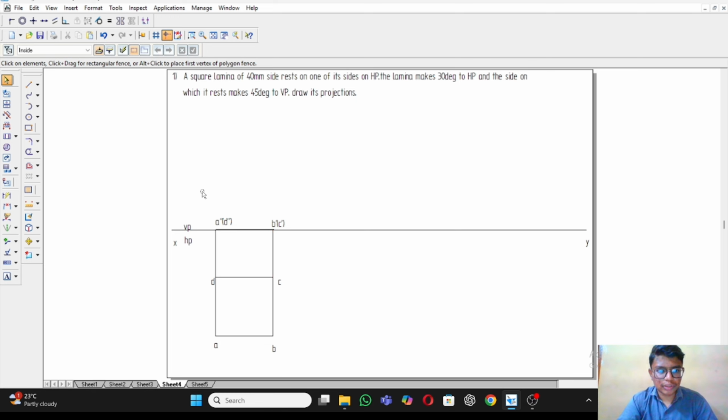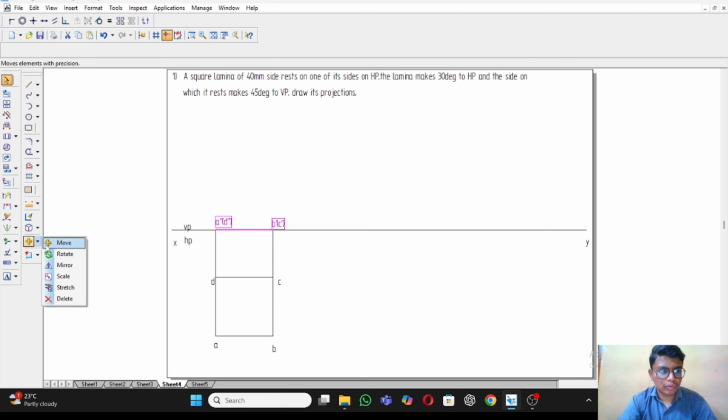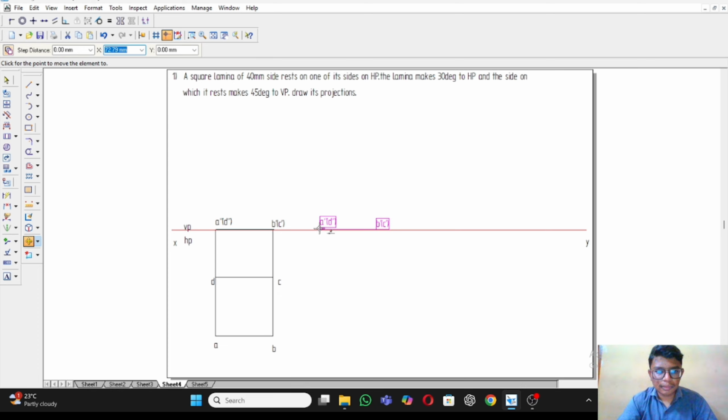Now let's move on to the second projection. For the second projection, the lamina makes 30 degrees to HP. We have to copy this part. Now let's go to move. We have to select this copy. We have to rotate and turn off the copy option. Then select the part. Then the rotation angle is 30 degrees.